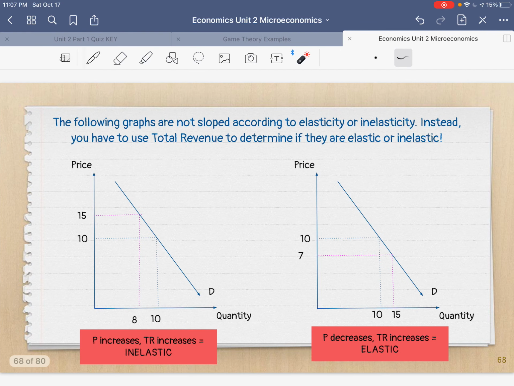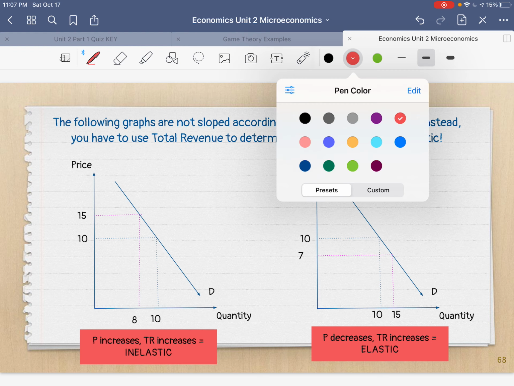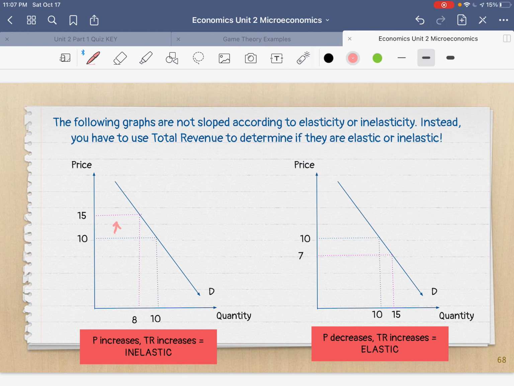The following graphs, I haven't sloped them like they should be sloped, whether they're elastic or inelastic. You have to determine using total revenue if they are elastic or inelastic. And I always make the equilibrium 10 times 10 because that's so easy. So let's take a look. If I have an equilibrium of 10 times 10, my total revenue is 100. Then I increase the price to 15. Go over and down, 8. 15 times 8.